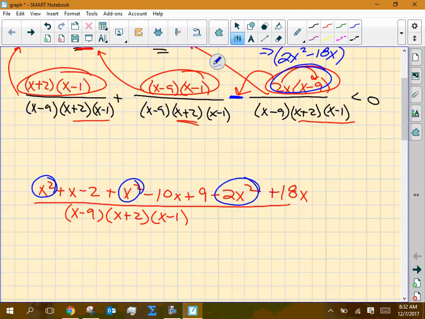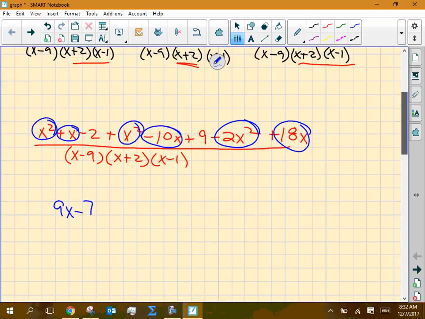So your x squared terms have disappeared, which makes this a nice problem, because we don't have to do all that factoring out. Here's a negative 9x. Throw the two together: negative 9x plus 18x gives me 9x. So my numerator so far has a 9x in it. And then we've got minus 2 plus 9, so minus 7. So 9x plus 7 ends up being that numerator. Our denominator now is x minus 9, x plus 2, x minus 1.